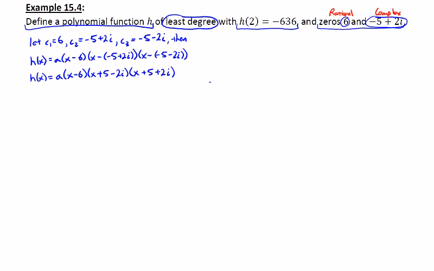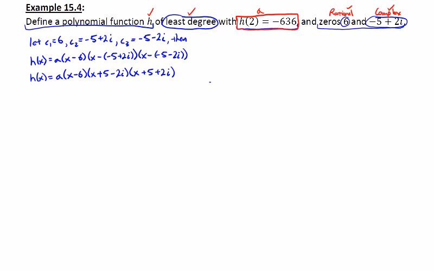Now let's go back and look at the requirements. We used both of the zeros, 6 and negative 5 plus 2i, and because one of them was complex, we added a third zero, and we didn't need to add any extra multiplicities, so that guarantees this would be the least degree possible. We use the name h by calling it h of x. The only thing we haven't used yet is h of 2 equals negative 636. This is going to help us figure out the value for a, but we're not quite ready for that yet.